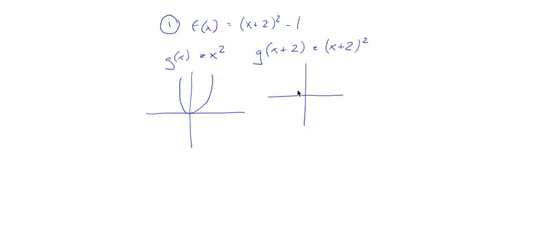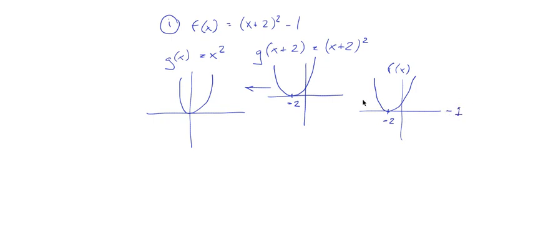This is similar to a horizontal shift to the left, because now the 0 of this function is going to be at minus 2, right? So when x is minus 2, g will be 0. So now this function will be like this, like this one, but shifted to the left. And finally, f of x is the same as g of x plus 2, but then subtract 1. So the minimum is minus 2, but then this is minus 1. So this horizontal line is not 0 anymore, this is minus 1. So it's a shift downwards.